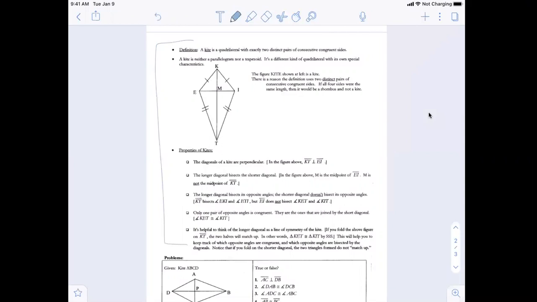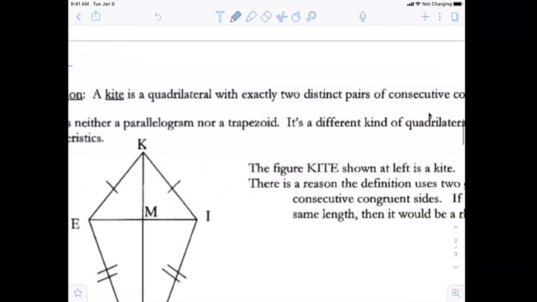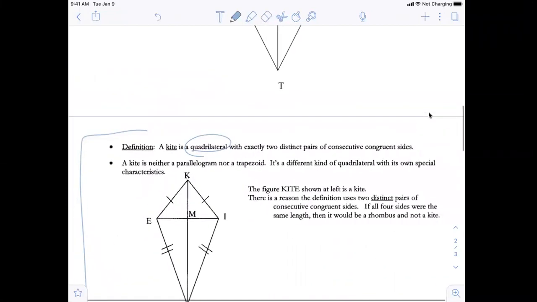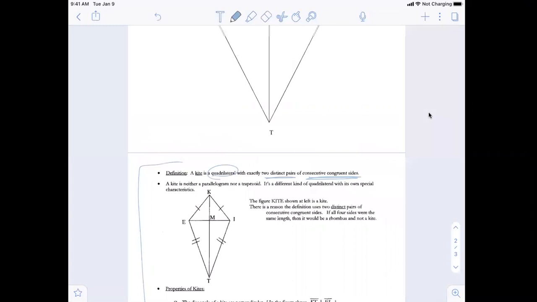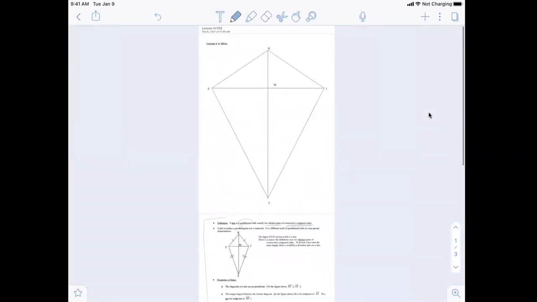The first thing we need to know is, by definition, what is a kite? A kite is a quadrilateral, so it's a four-sided figure, and it has exactly two pairs of consecutive congruent sides. We've never really talked about consecutive sides. We always talk about opposite sides. We talk about consecutive angles, but never consecutive sides. That just means a kite has two sides that are next to each other that are congruent. So KE is congruent to IK, and ET is congruent to IT.